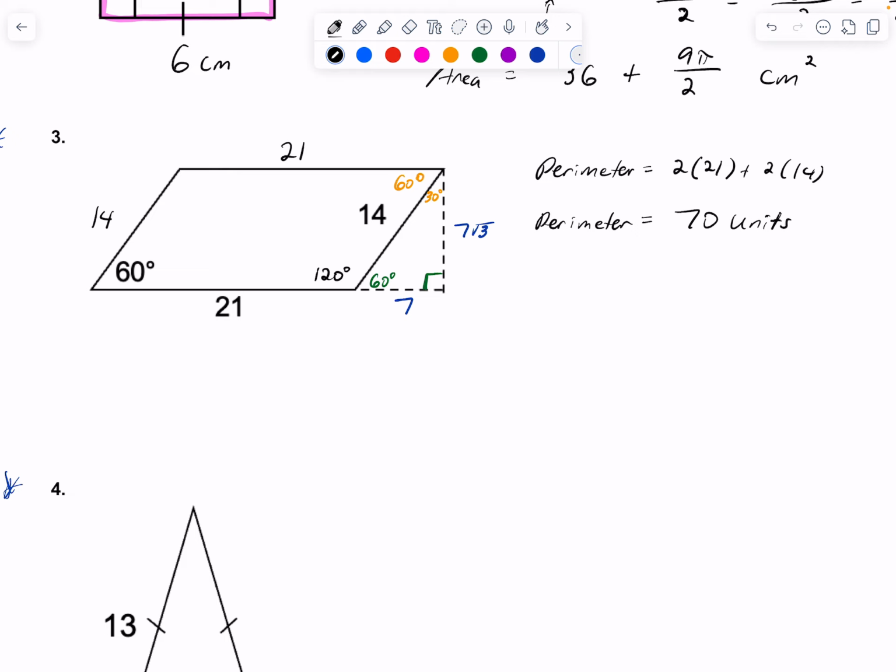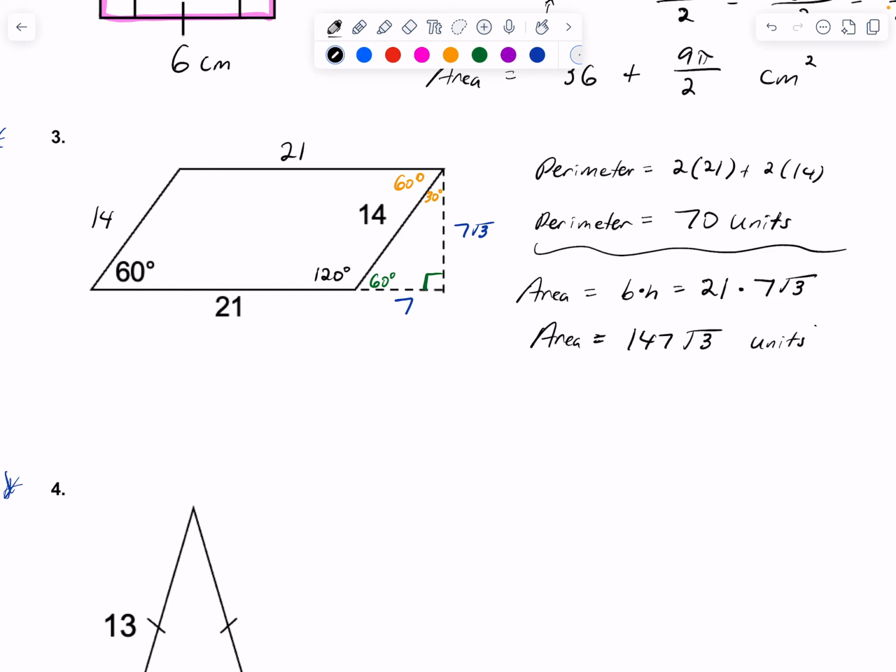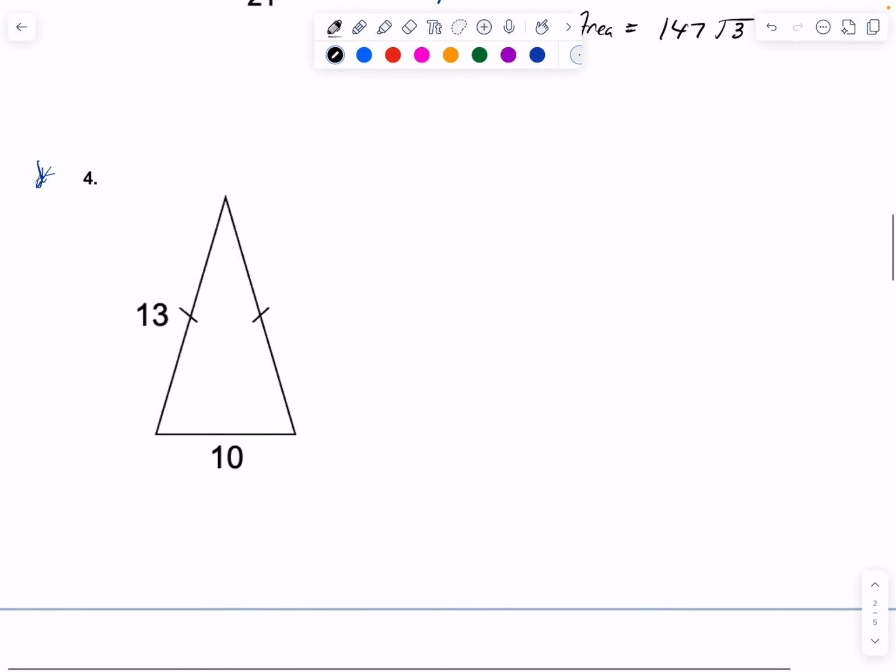All right, let's find the area, right? The area of this parallelogram is going to be base times height, and this base is 21 units, and then the height is going to be 7 times the square root of 3. So the area for this parallelogram is going to be 147 times the square root of 3 units squared. Okay, that's number 3. Let's try number 4, another triangle.